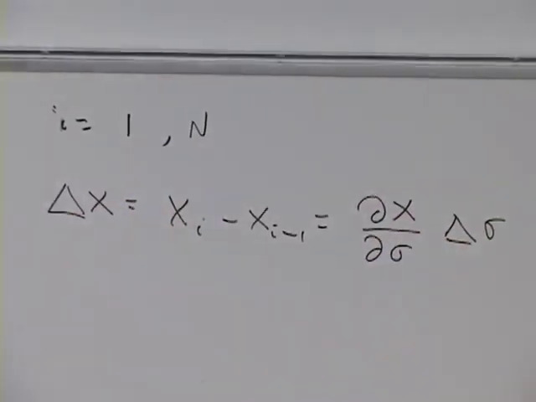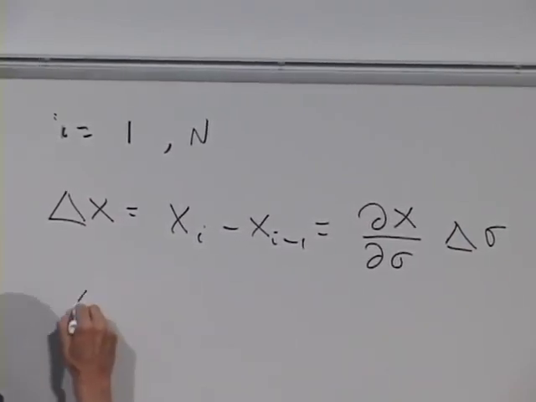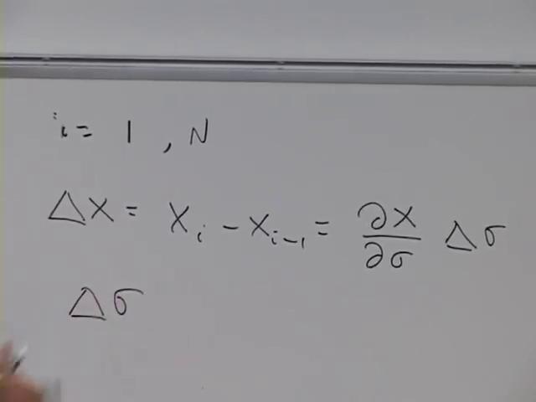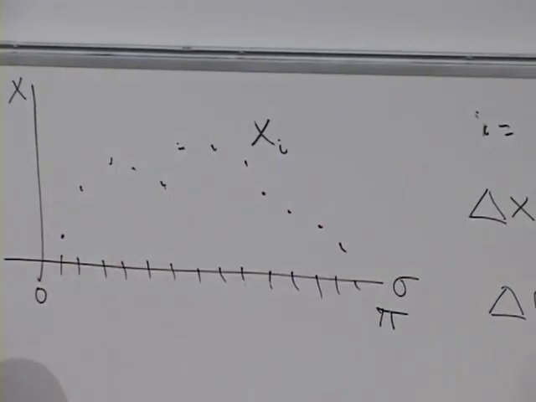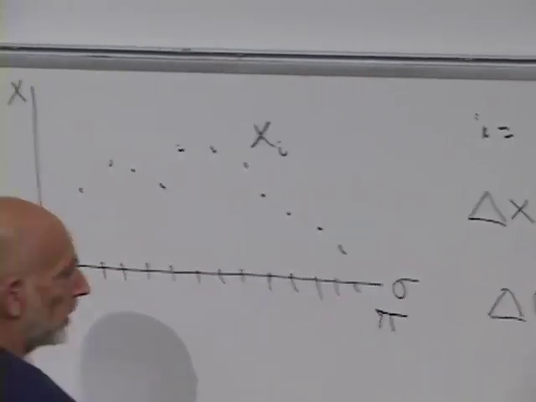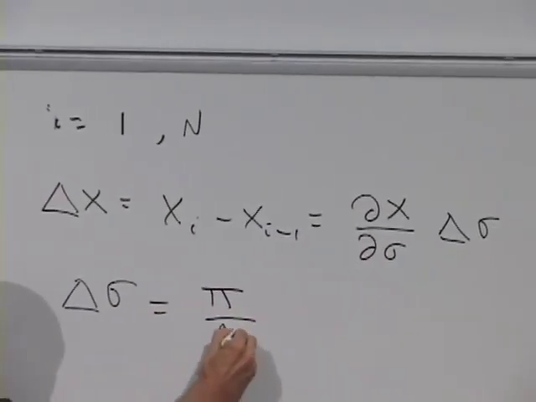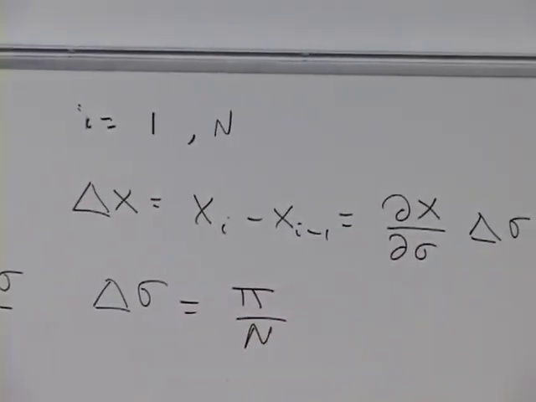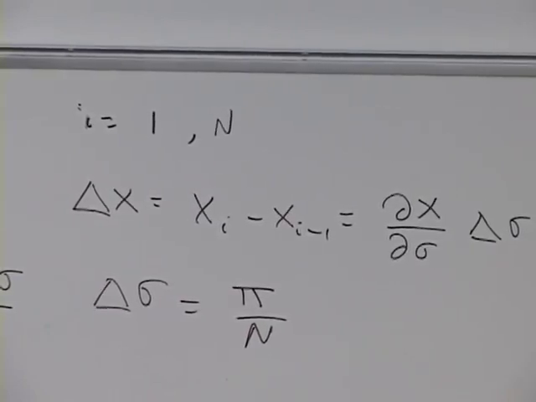And how big is delta sigma? Delta sigma is the sigma interval between two neighboring values of sigma. How big is that? That's the whole interval, pi, divided by n, chopped up into n little segments. All right, so this is another formula that we'll make use of.